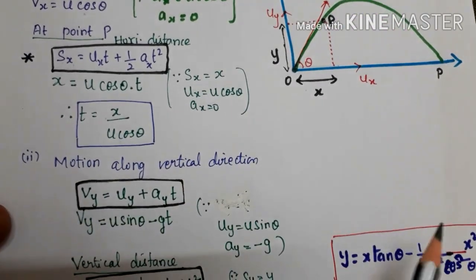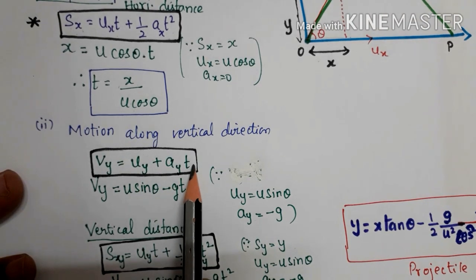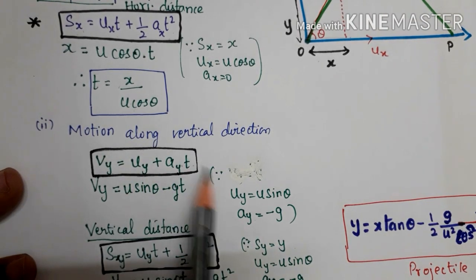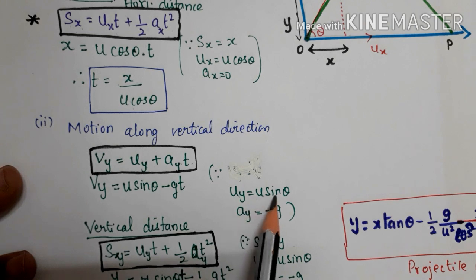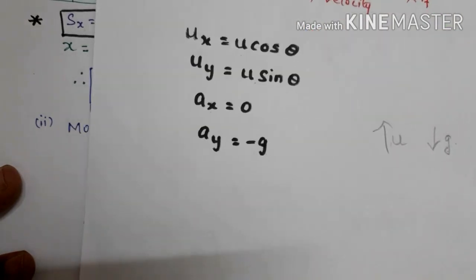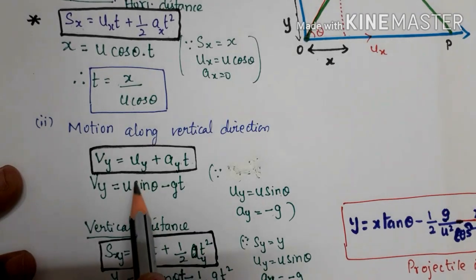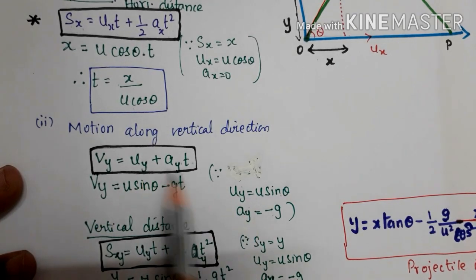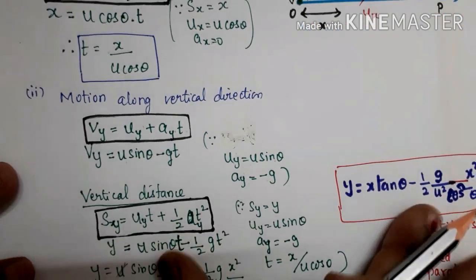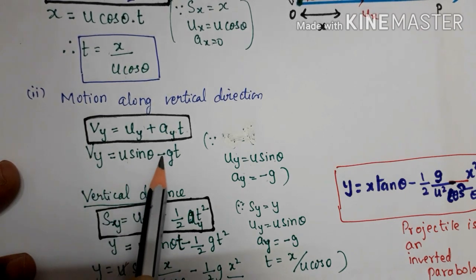Now motion along the vertical direction. Again you are considering the same Newton's equation, v is equal to u plus at. Along the y-axis, uy is equal to u sin theta, and ay is equal to negative g. Again I repeat, children, ay is equal to negative g. If you substitute these values in this equation, you will get vy, the vertical velocity of the projectile, is equal to u sin theta minus gt.